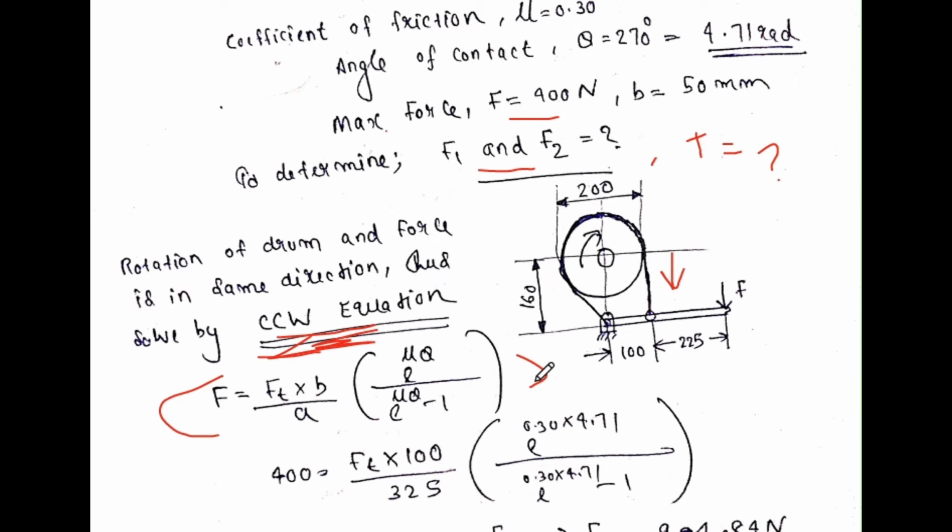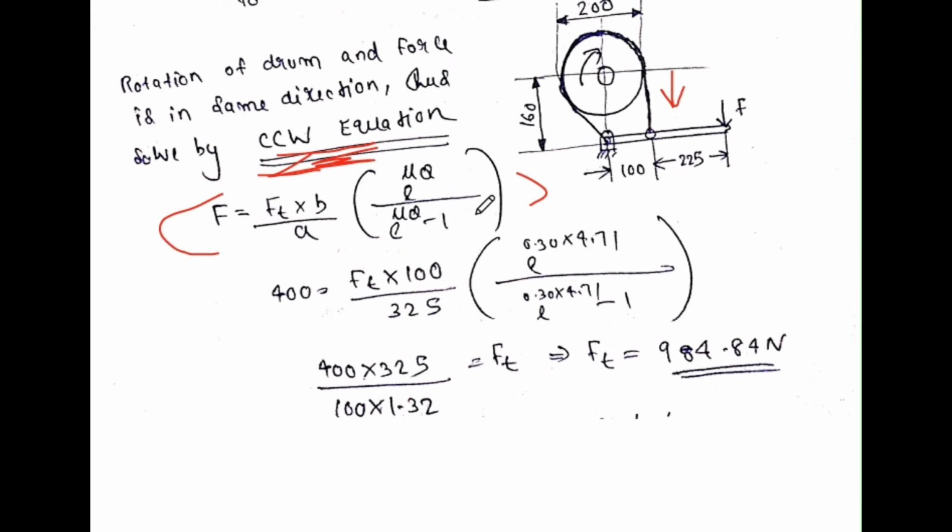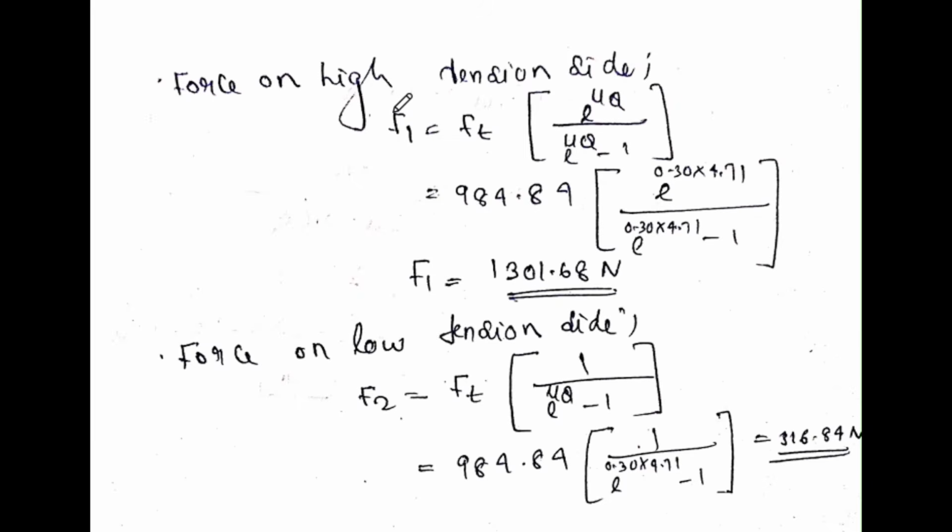B is the distance from the fulcrum to the other end of the band, that is 100. And mu theta, mu is already given. Theta, the angle of contact, we have to convert into radian. So we have the value of mu theta. So from there you can find the Ft or tangential load as 984 Newton. That's the first step.